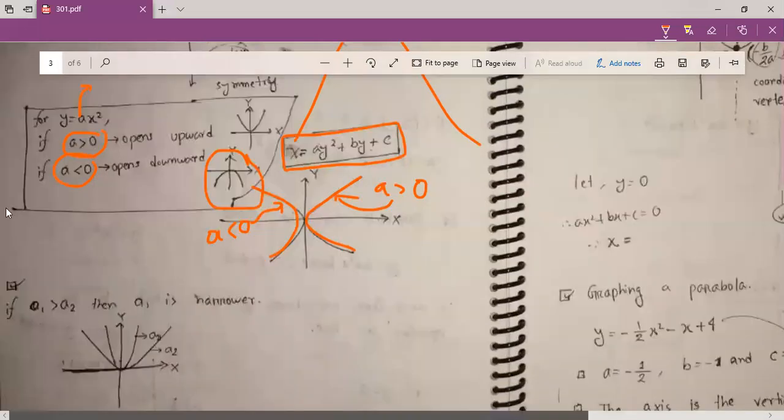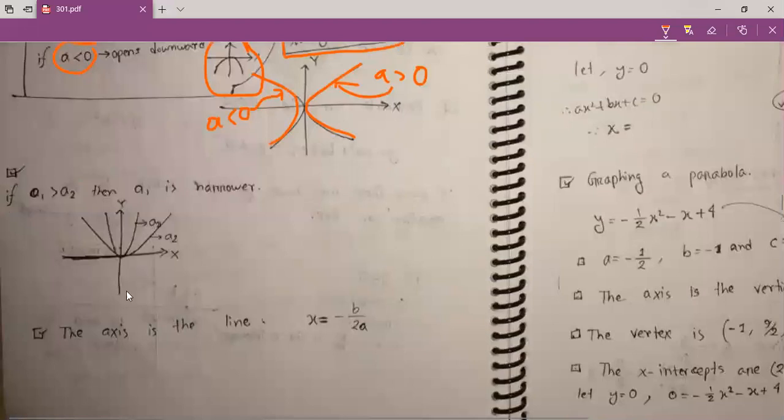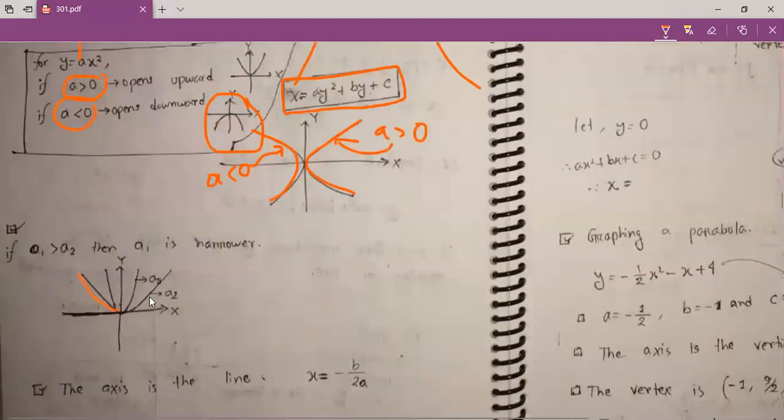Okay, so let's move forward. For example, we have two parabolas here. This is our first parabola and this is our second parabola. So if A1 is greater than A2, then A1 is narrower, okay? You can see this A1, this is narrower, right?